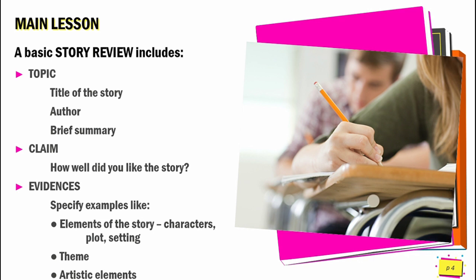For example, you felt disappointed in your claim about the story you've read. What part of the story was disappointing? Was it the way the characters were presented in the story? Was it the overall theme? This is the part of your review where you will list down all the evidences that would support your claim. So: topic, claim, evidences.